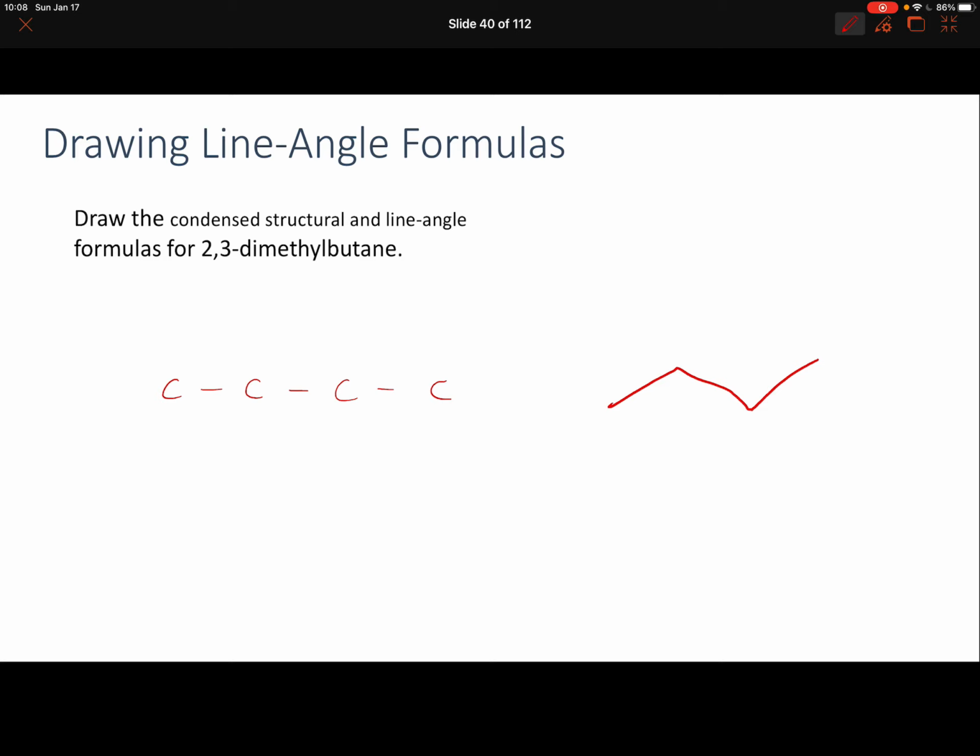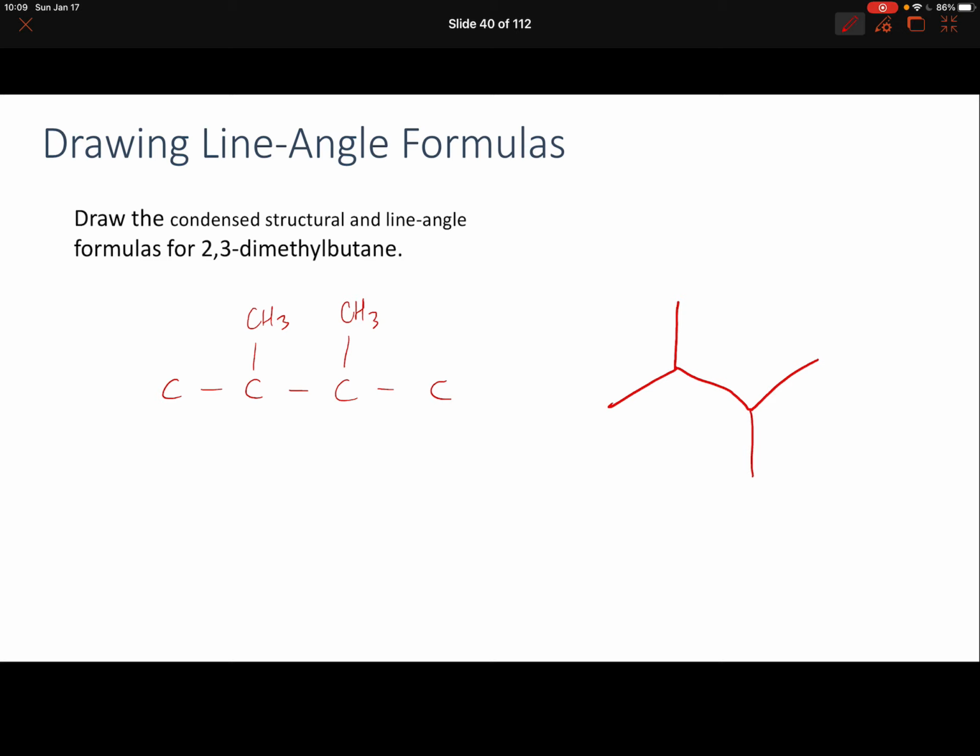Now the naming. This says that it's 2,3-dimethyl. So that tells me on my 2 and my 3, I'm going to have methyl groups. So on the 2 here, we'll go CH3. And this 3 here will go CH3. On my line angle, that just looks like lines. Those are CH3s.